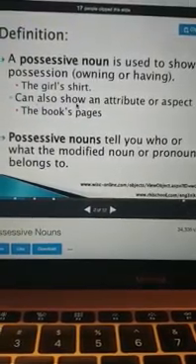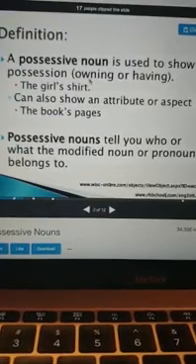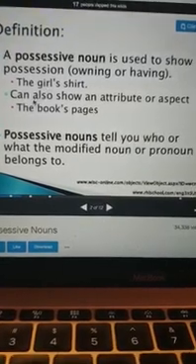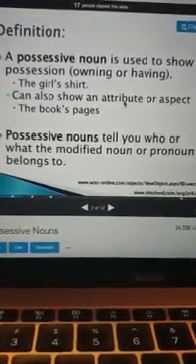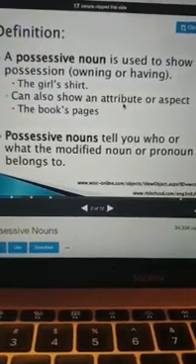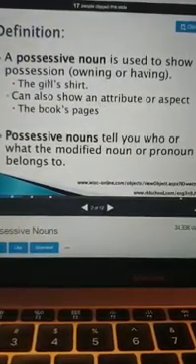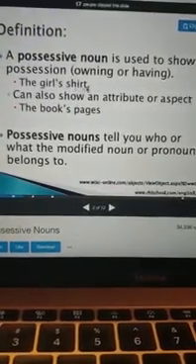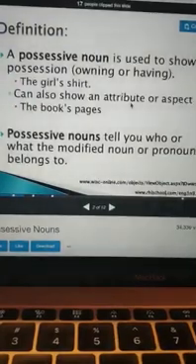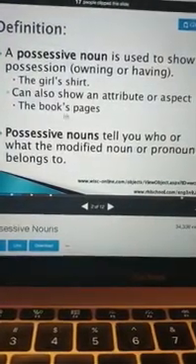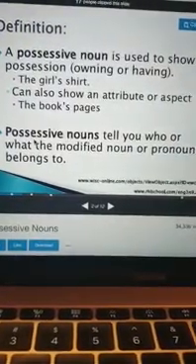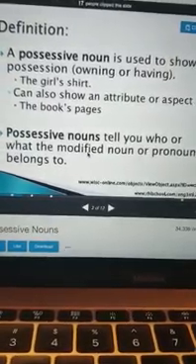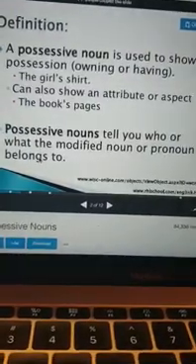Or it can also show an attribute. Here it is showing some thing or some noun belonging to some other noun, but this can also show an attribute. Attribute is a quality or a characteristic, like we can say the girl's good manners. Okay, the girl's fair complexion or aspect, it is the same. For example, the book's pages. So, possessive nouns tell you who or what the modified noun or pronoun belongs to.